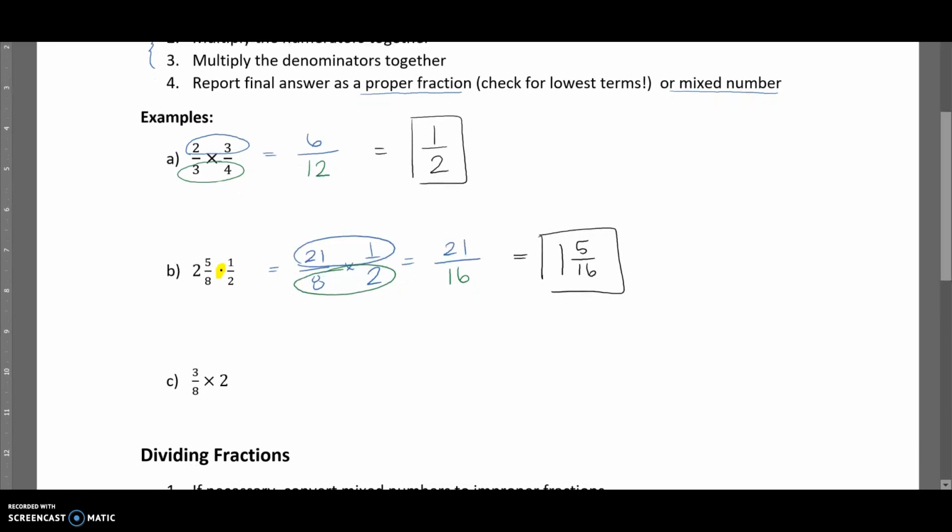In our final example here, we have a fraction 3/8 multiplied by a whole number. To keep everything lined up, remember that any whole number can be written as a fraction over 1. So 2 is my numerator and 1 is in my denominator. From here, I can follow the same rules. Multiply the numerators together. 3 times 2 is 6, over, multiplying the denominators together, 8 times 1 is 8. I'll reduce this to lowest terms, and my final answer is 3/4.